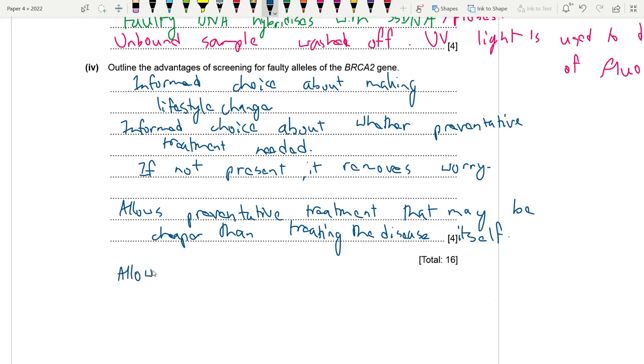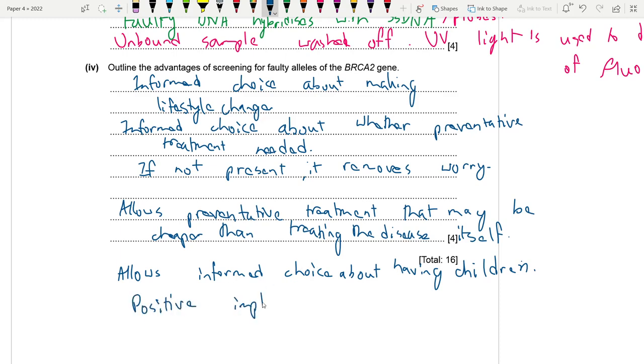So it actually allows informed choice about having children. Also, there are some positive implications for life insurance. Life insurance may cover that. Okay, that's all.